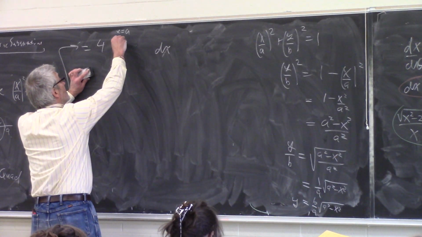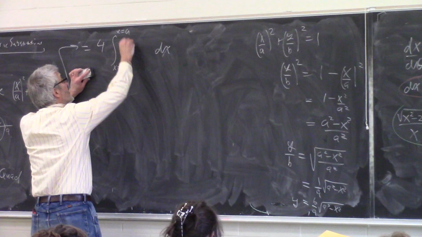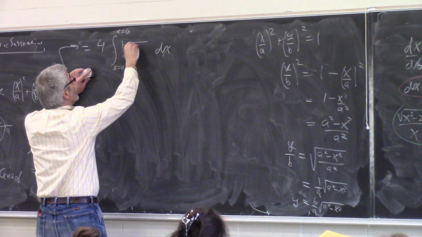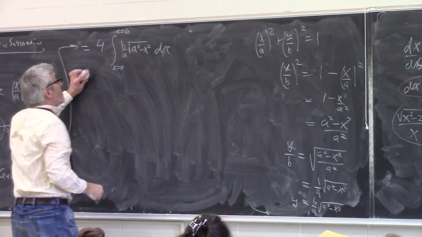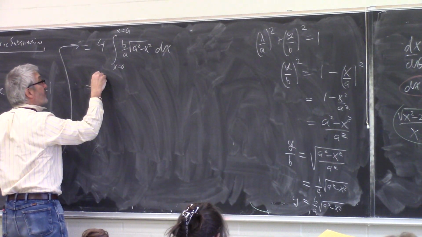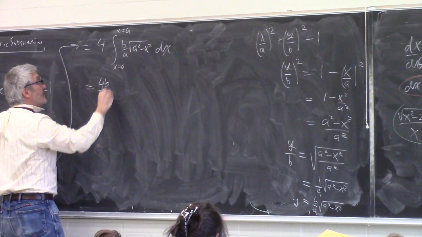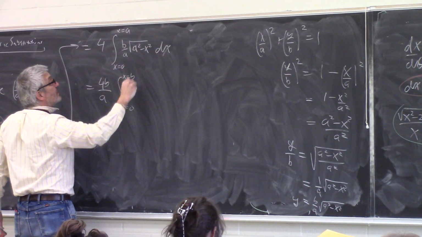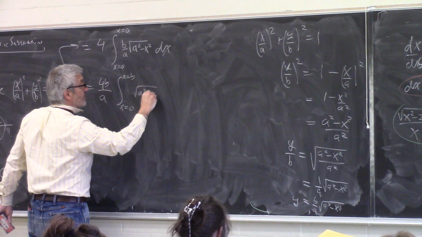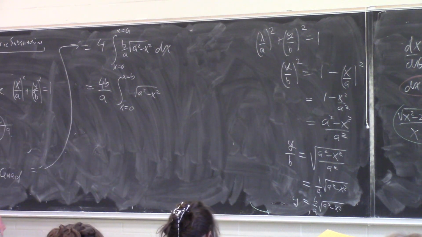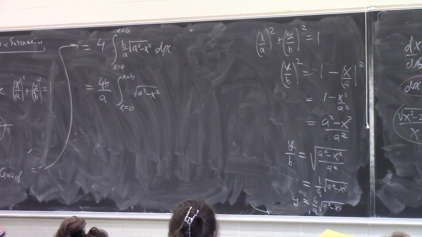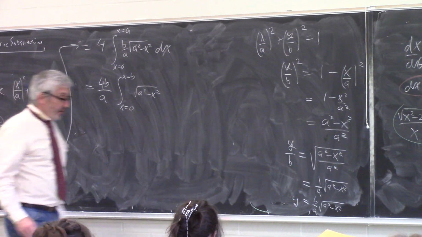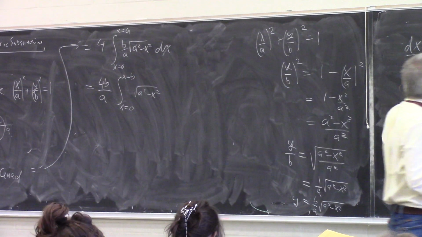So I get b over a times the square root of a squared minus x squared. So I pull out the b over a, 4b over a times the integral from 0 to b. And we're stuck now with an integral that does not look like a trigonometric integral. There's no trig function in there. But we're going to do a substitution that will turn it into a trig integral.